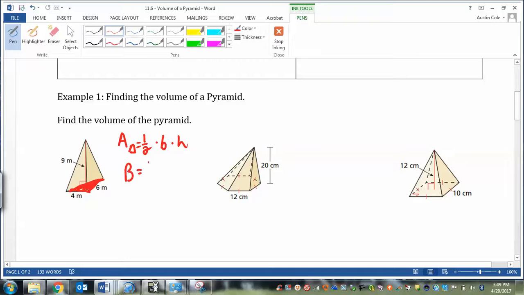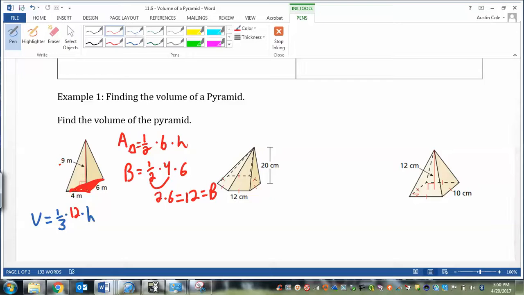So big B is equal to 1/2 our base length here, which is 4, times our base height, which is 6. 1/2 of 4 is 2, times 6 is 12. So 12 is equal to our big B. If we look at our formula for volume, we have volume equals 1/3 area of the base times the height. We know the area of the base. We just found that. That's 12. We also know the height from our figure here, right? That's our perpendicular distance to the ground. That's going to be 9.